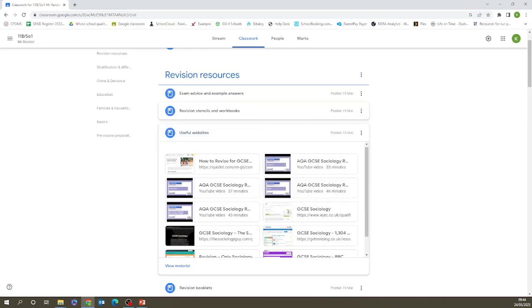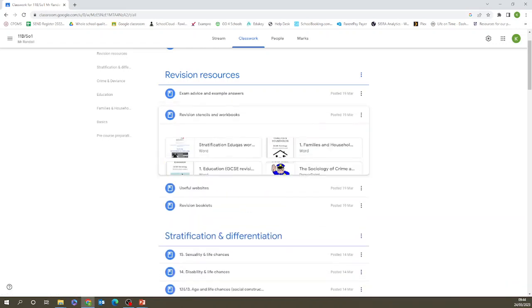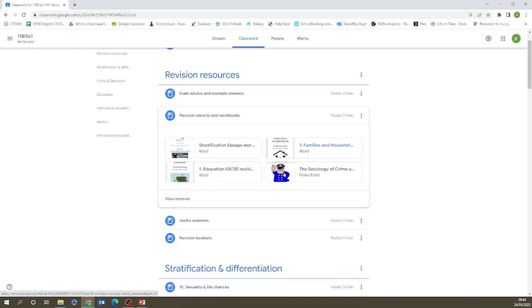Under revision stances and workbooks, you've got some of these already. These are where you can write your own notes into booklets using either your exercise books or the revision booklets on this site. So they might prove really useful for you to print out again or get out and make your own notes.